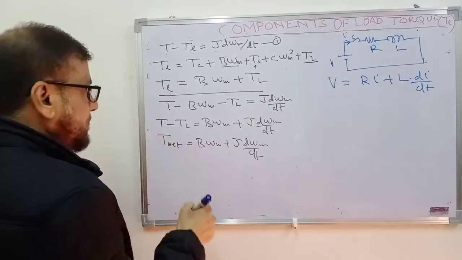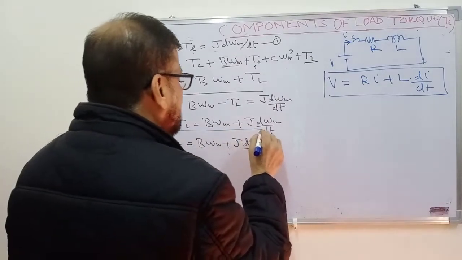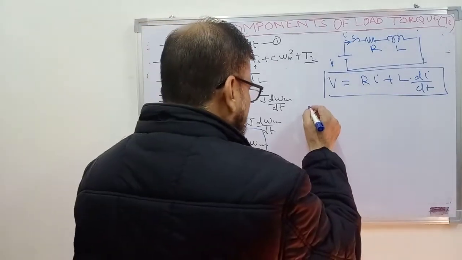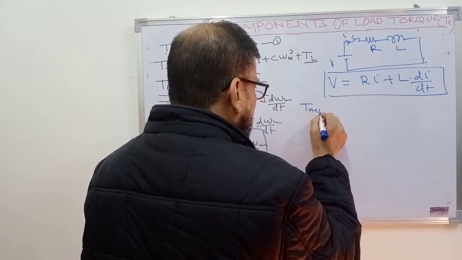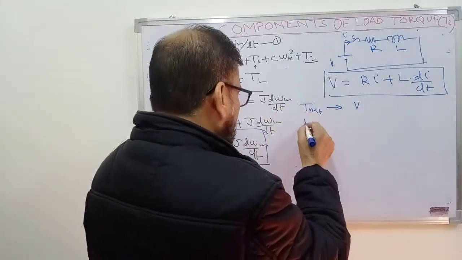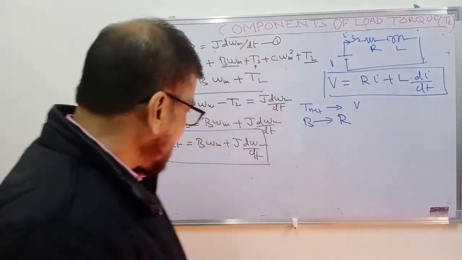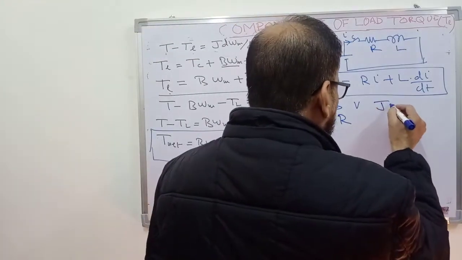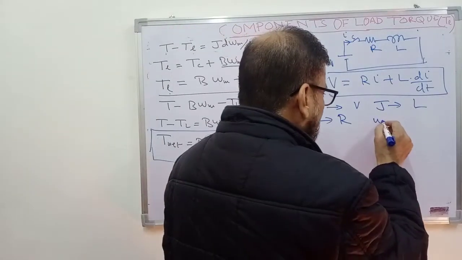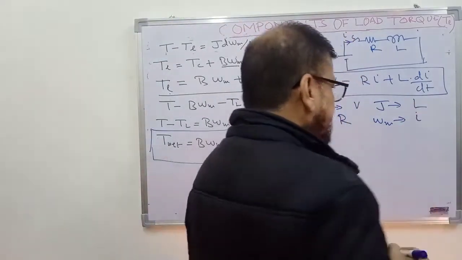You compare these two equations. You can see that these equations are exactly similar. Here, T net in the new equation is analogous to the voltage of the electrical circuit. The viscous friction coefficient B is analogous to resistance R. The moment of inertia J is analogous to inductance L of the electrical circuit, and the speed in the mechanical circuit is equivalent to current in the electrical circuit.